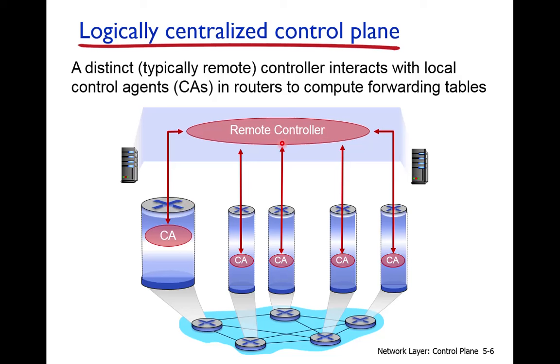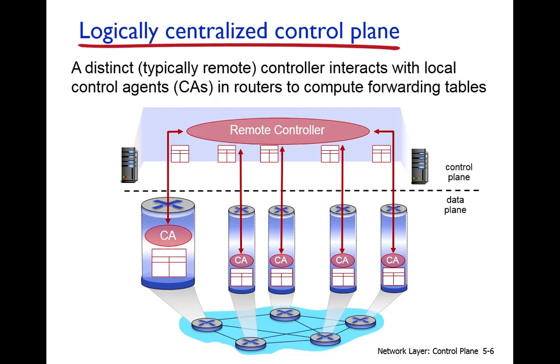Okay, so there is a centralized control plane that computes the path for each router. Typically a remote controller interacts with the local agents, the local switches and routers, to compute the forwarding table. We have already discussed that the control plane in SDN is separated from the switches. It is implemented remotely at a server or more than one server.